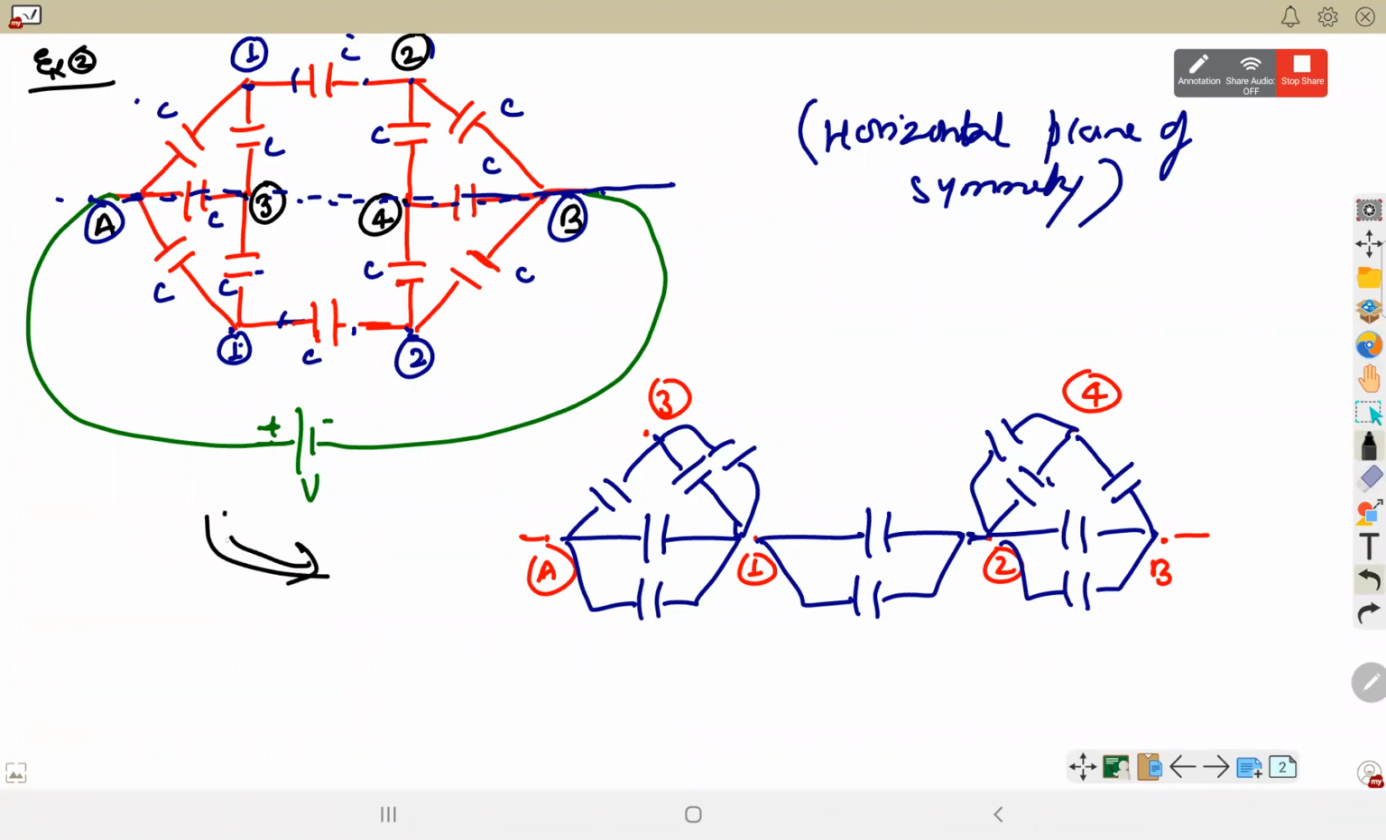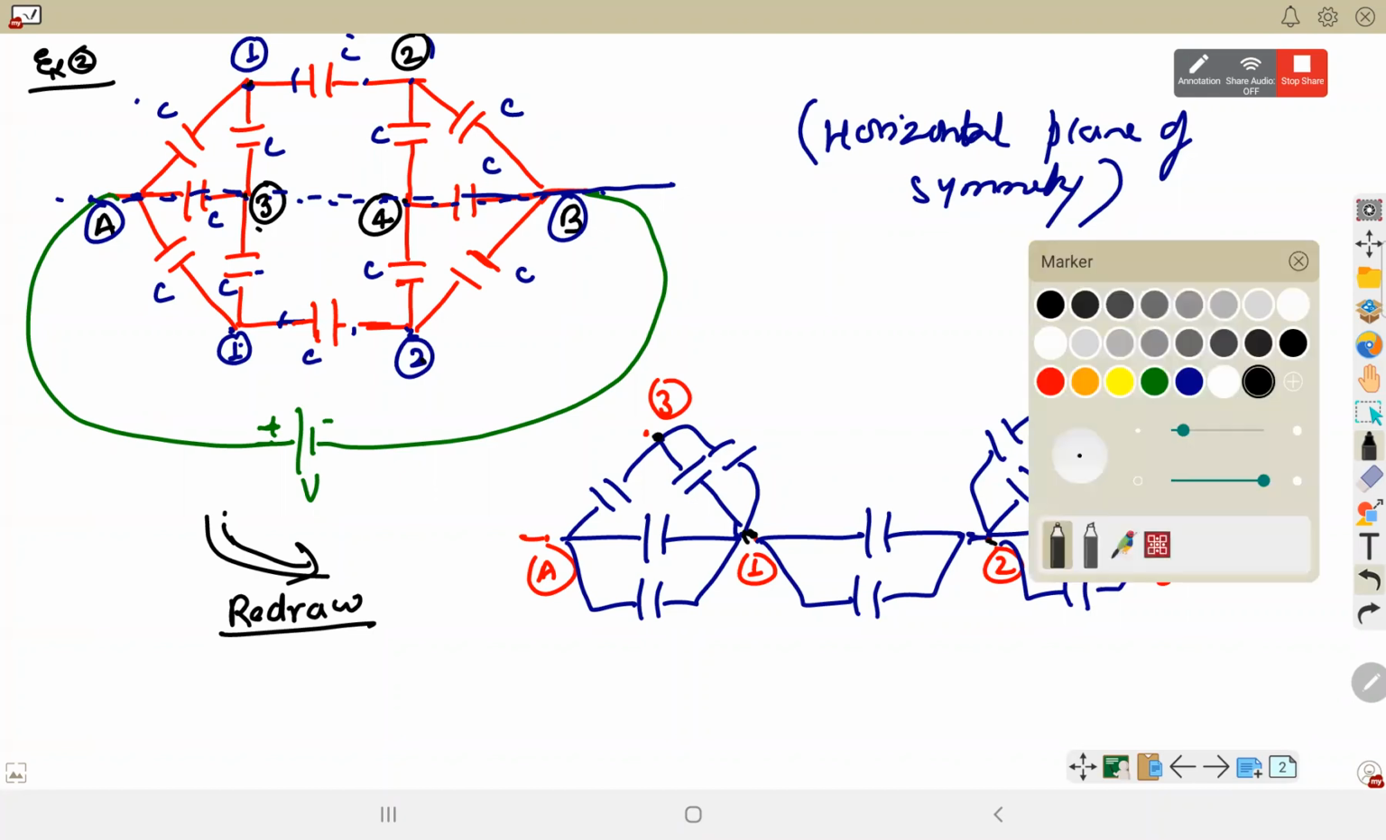Now we have to redraw the circuit by taking A and B at the ends. Yes, sir. And then we should choose the points a little symmetrically. A is connected to 1, so toward the side of A is 1. On the side of B, 2. And A is connected to 3 as well, so 3 is in between. Similarly, B and 2 are connected to 4, so 4 is somewhere here in between.